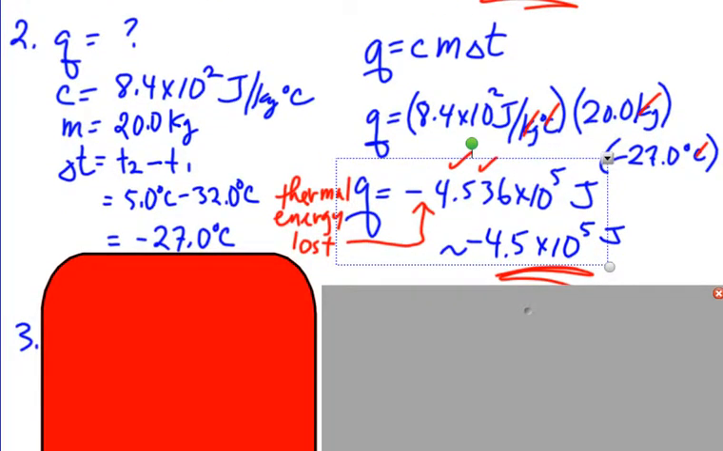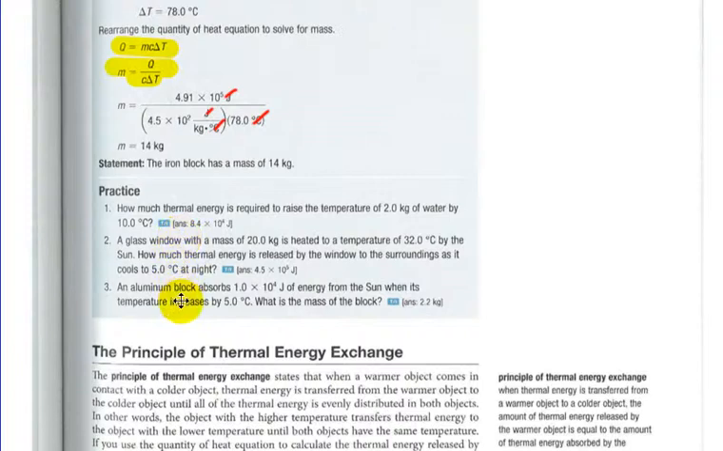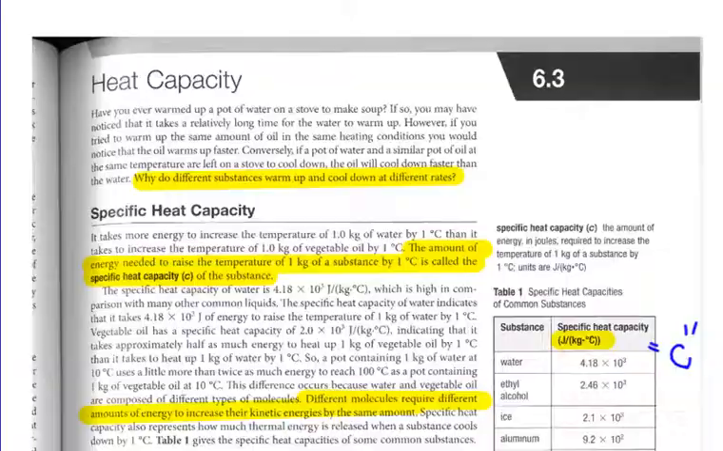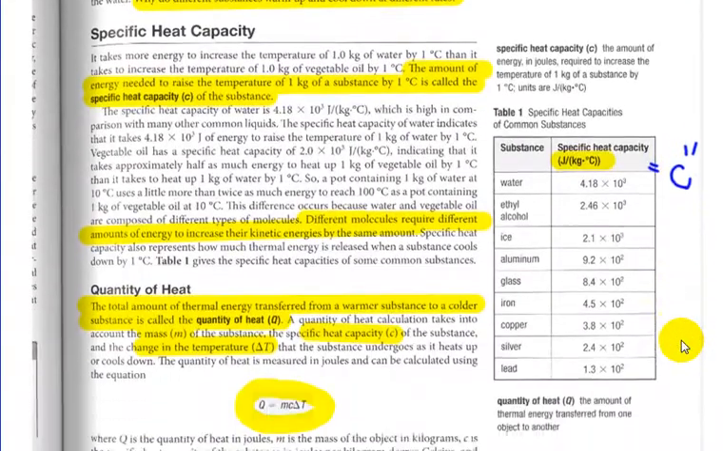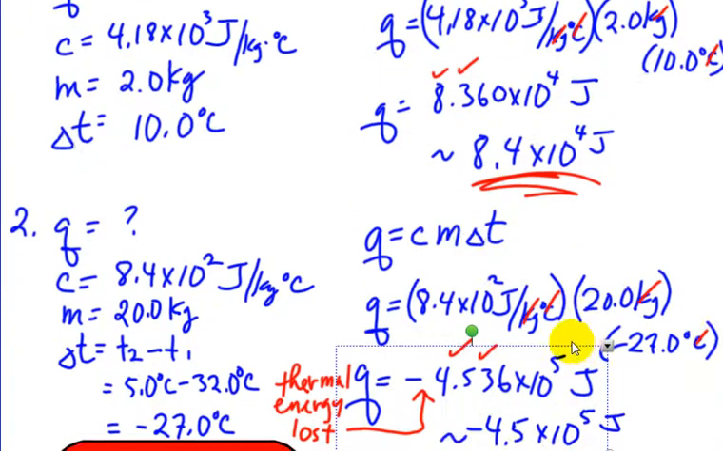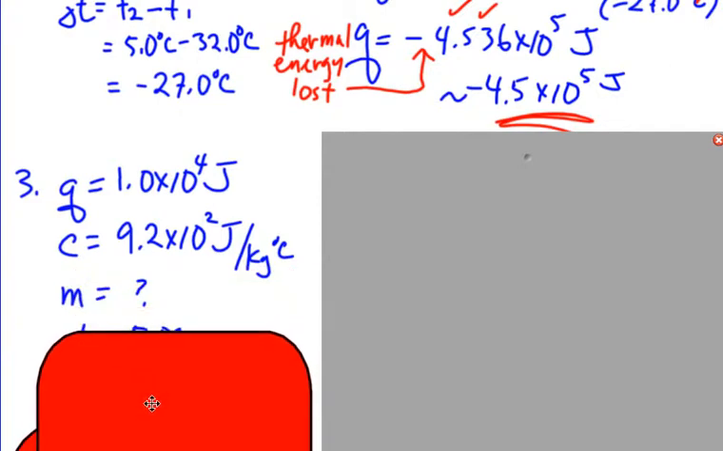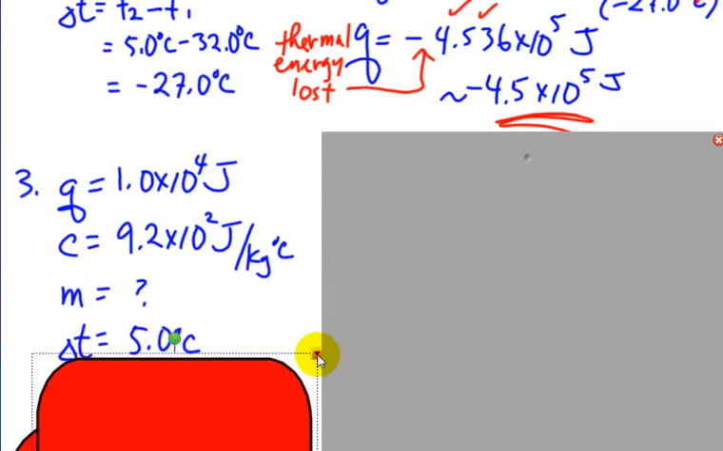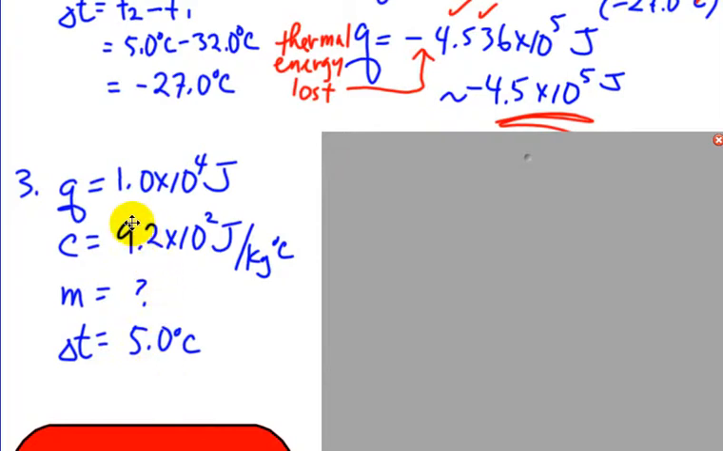The last question, I think it has a bit of a twist to it. An aluminum block absorbs 1,000 joules of energy from the sun when its temperature increases by 5. What's the mass of the block? We're told the change in temperature is 5. We are told the thermal energy. It is aluminum, so I'm going to have to go back and look at what aluminum is: 9.2 times 10 to the 2.